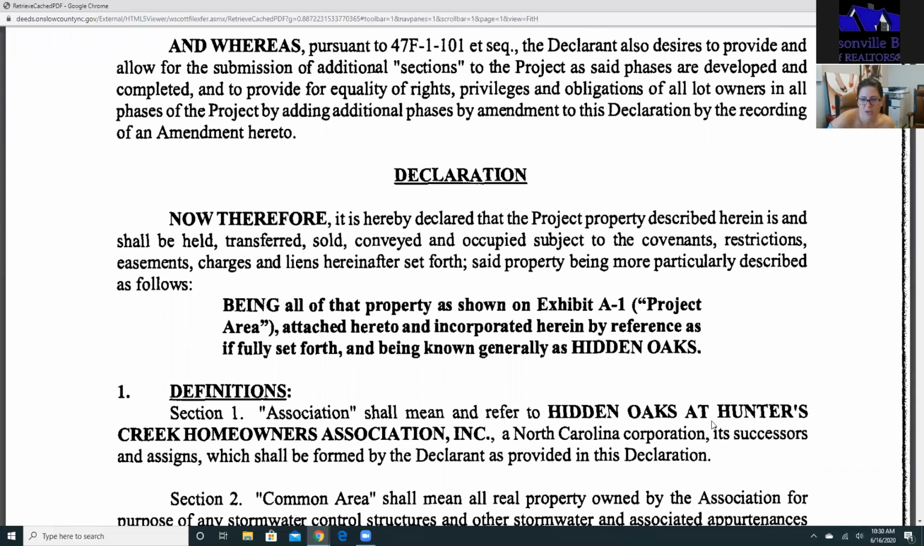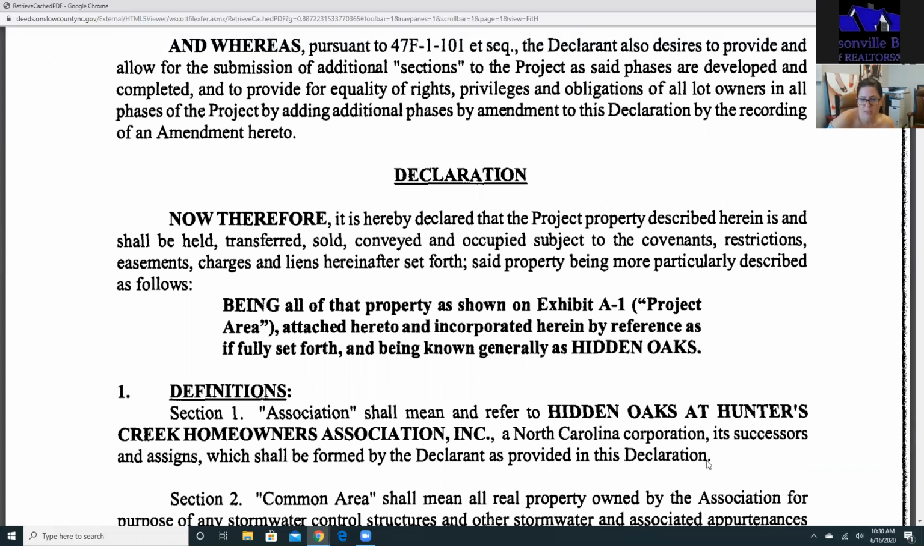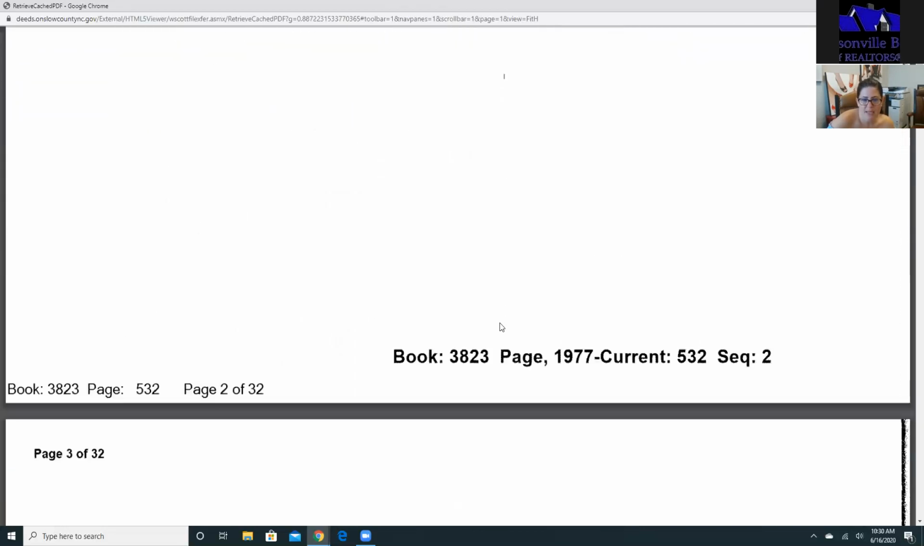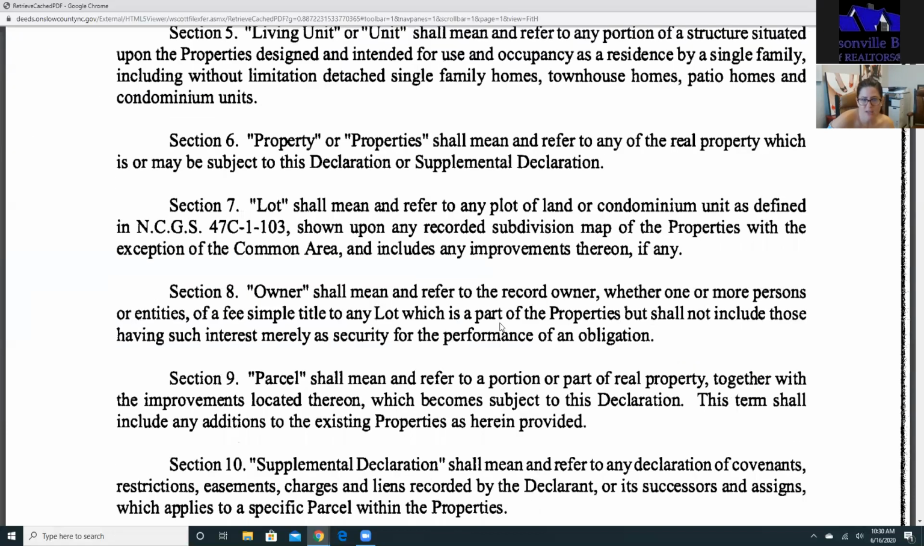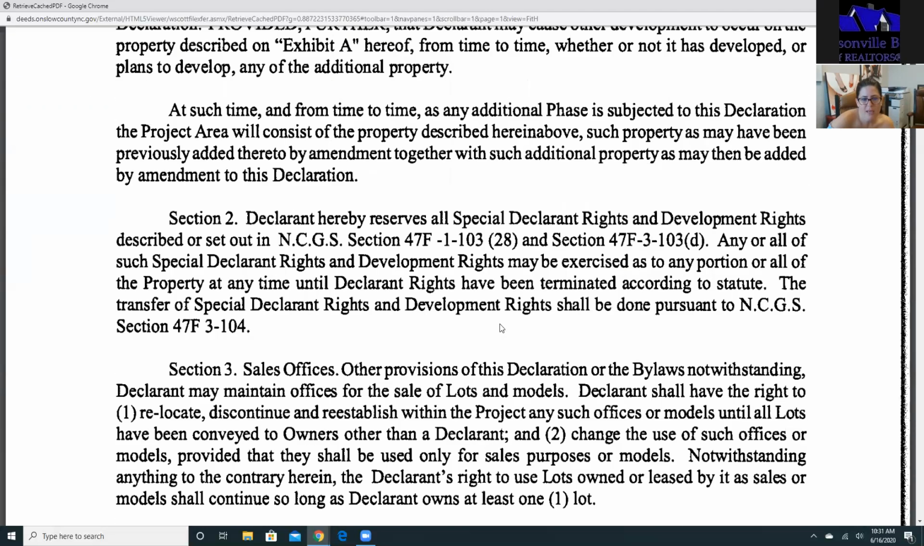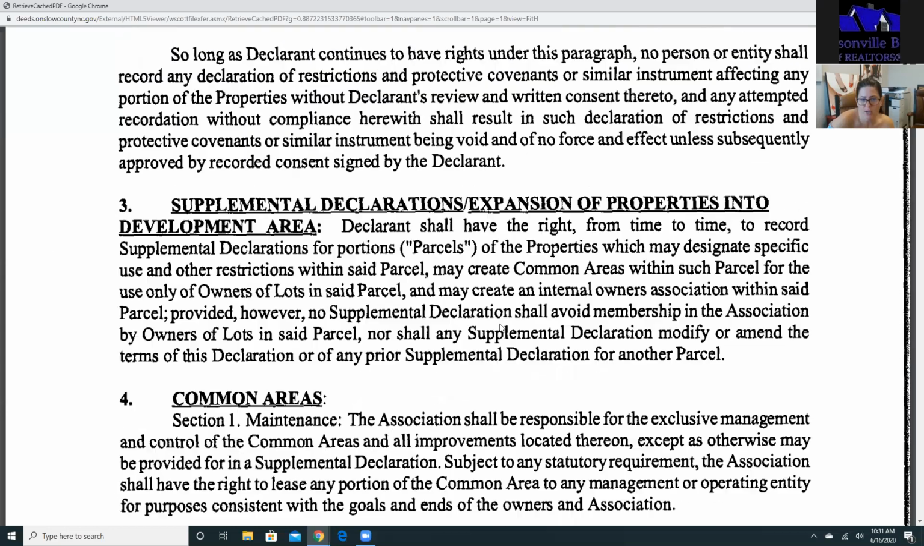So this right here, Hidden Oaks at Hunters Creek Homeowners Association, Inc. That is the name. So if you ever have to fill out an HOA addendum, or your people are doing the residential property addendum, or you are trying to get some sort of certificate of assessment, this is the name of the homeowners association. They tell you what common areas mean. They tell you who the declaration is. Like I said, these are all definitions. Sorry if I am making you dizzy by going through this kind of quickly. But most of these are just kind of saying who the homeowners association is, who the declarants are, all of that.